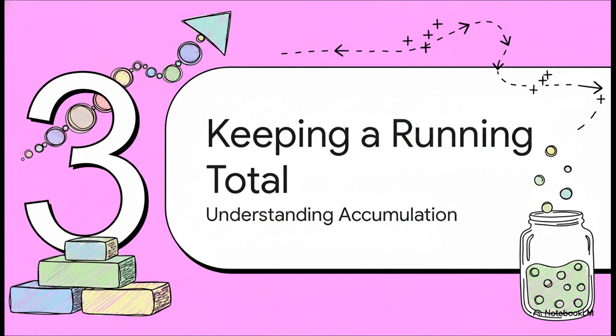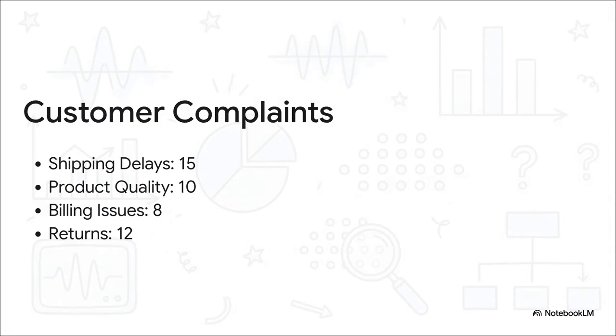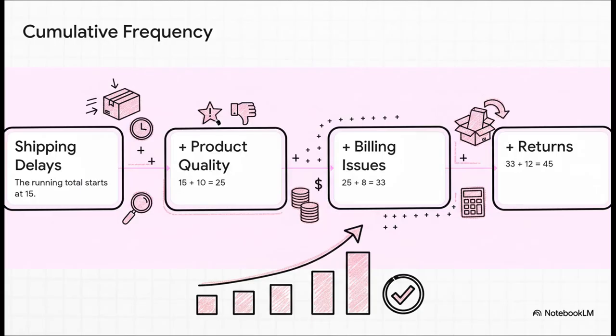All right, time for our third and final tool. We're going to switch gears a little bit here. So far, we've been looking at things individually. Now, we're going to see how things add up. We're going to look at accumulation by keeping a running total. And to do that, let's use a totally new example, something you might actually see in the real world. Let's say you're running a business and you're tracking customer complaints. You've got 15 complaints about shipping delays, 10 about product quality, 8 about billing, and 12 about returns. This is the perfect job for cumulative frequency. All that means is running total.